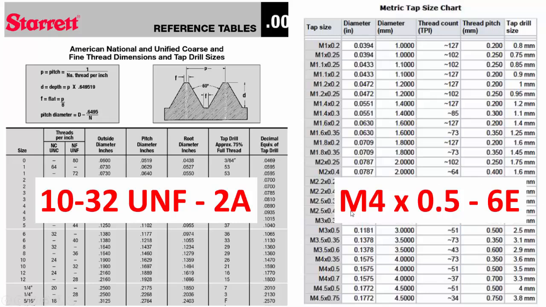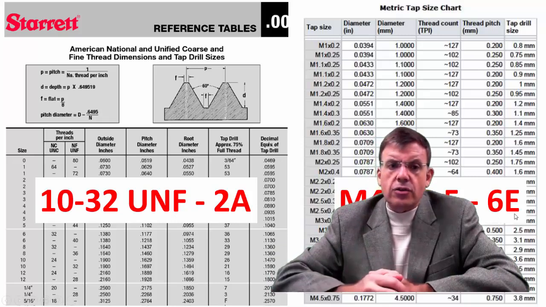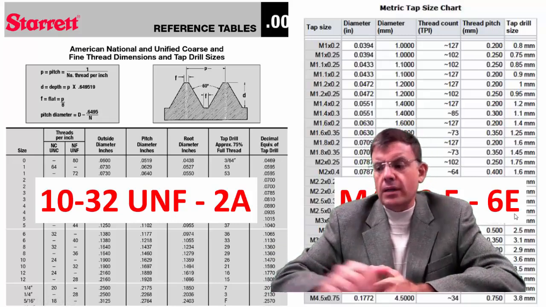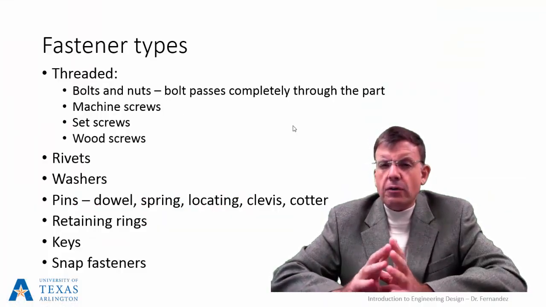And there on the right you see the M for metric. The 4 is going to be the basic diameter again, but this time in millimeters, as you might well imagine. And then the 0.5 in there is going to be not the thread count, but rather the pitch. So instead of threads per inch, in this case it's just going to be the millimeter pitch or the millimeter lead, so how much the screw will advance with every turn. And similarly, the 6E in there is going to be a designation for the quality of the thread. All right, very quick overview.